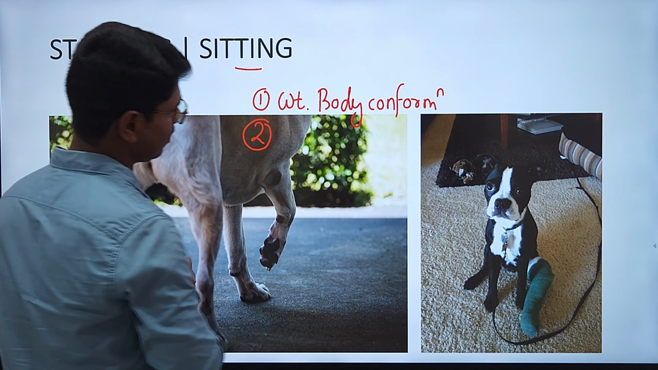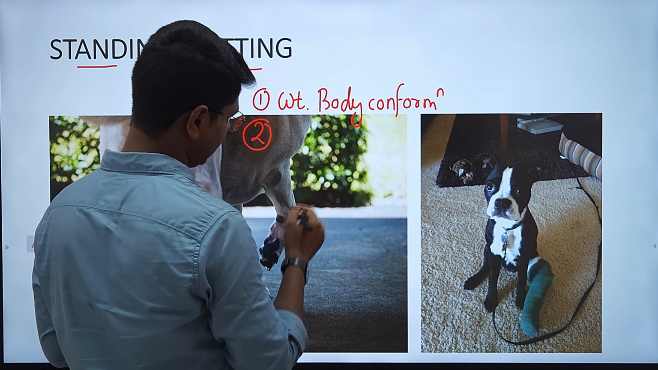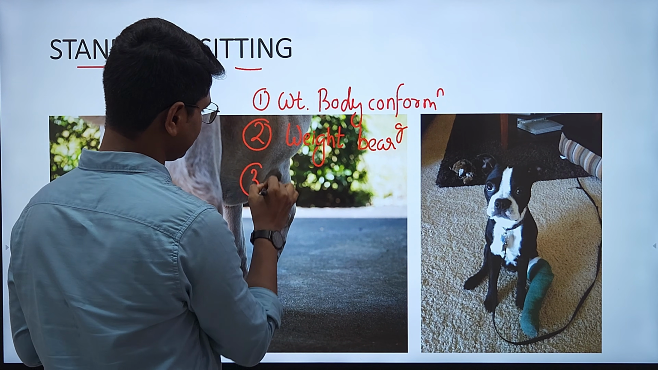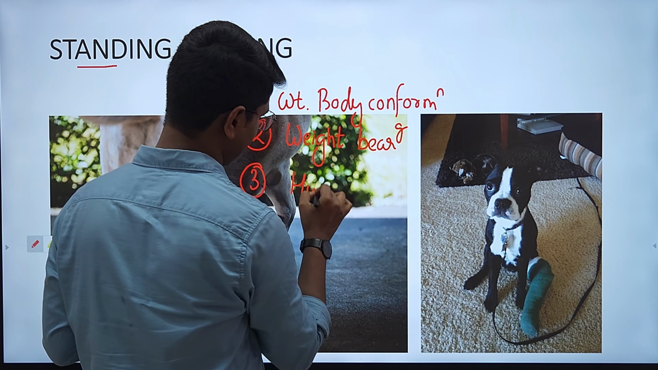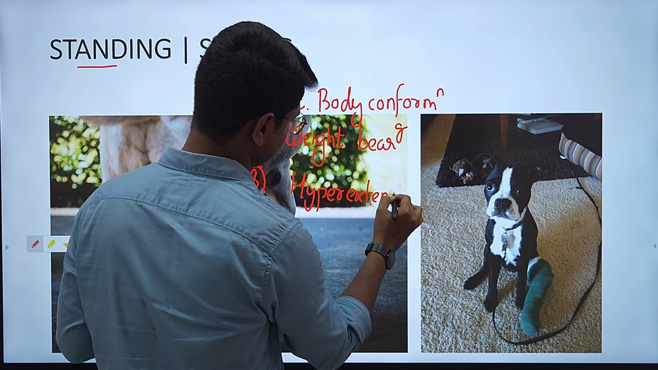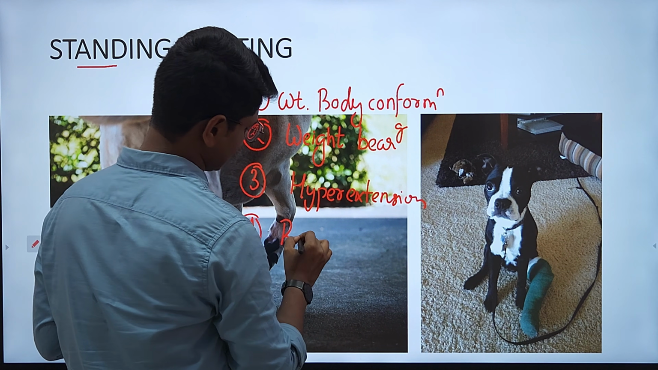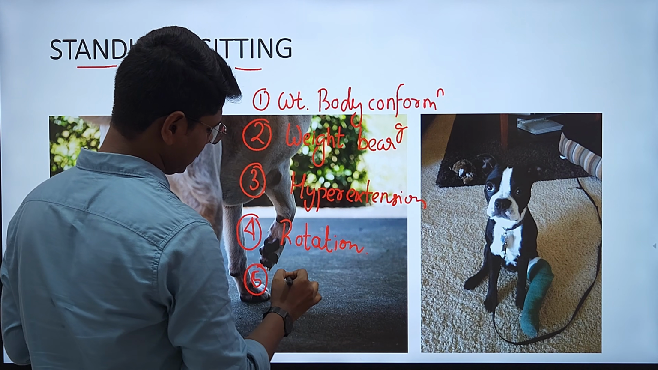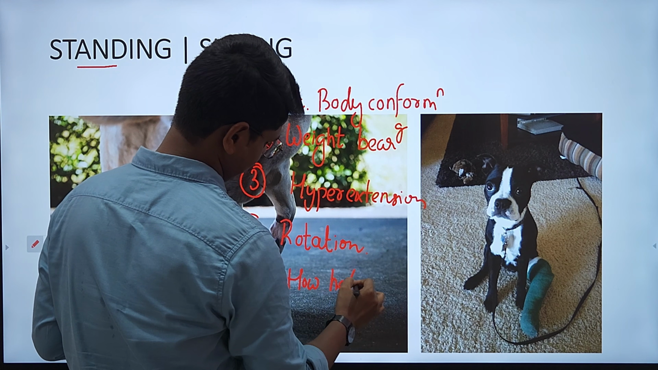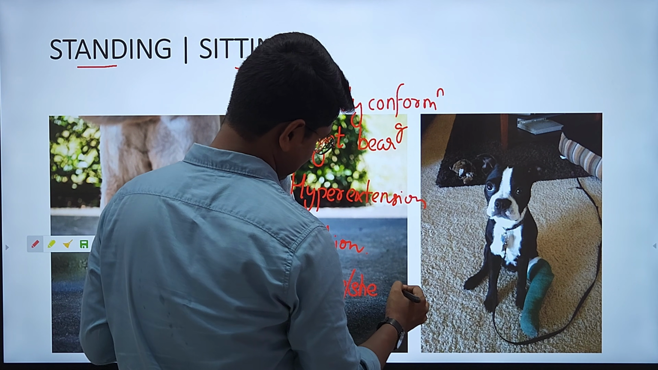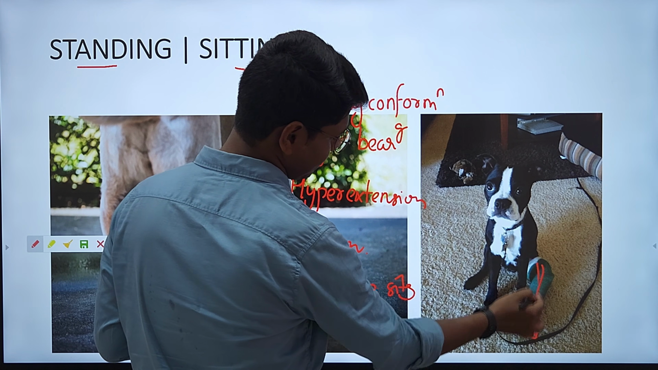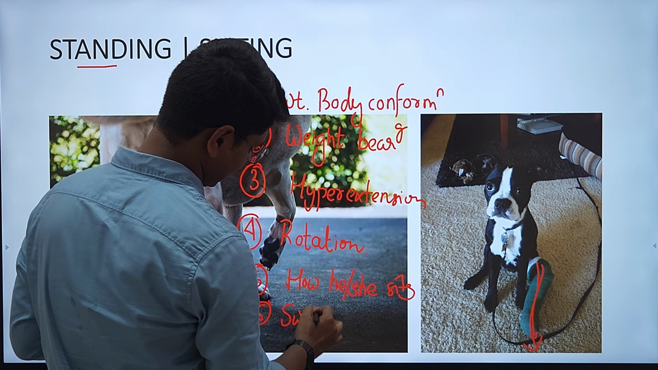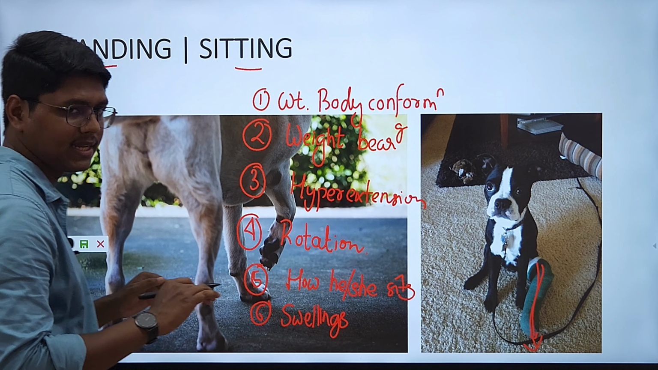While standing or sitting, but mostly in standing, you observe the body conformation, and see whether the animal is bearing weight on the affected limb. You can also check hyperextension or hypoextension of the limb, and rotations, whether external or internal rotation of the limb. While sitting, you can check how the patient sits. Sometimes when the hind limb is fractured, the animal will keep the limbs very straight. From this examination you can also assess swellings, if any are present. These are the standing and sitting examinations.